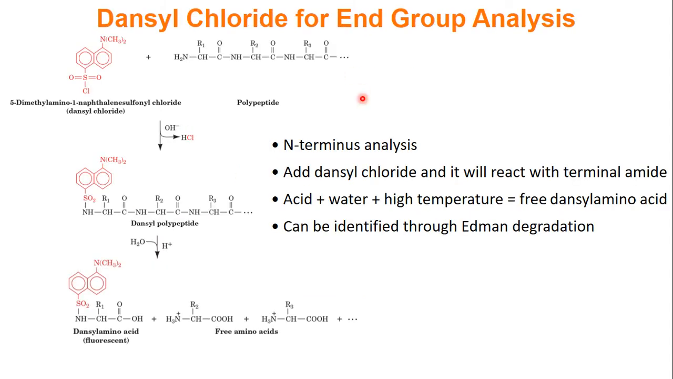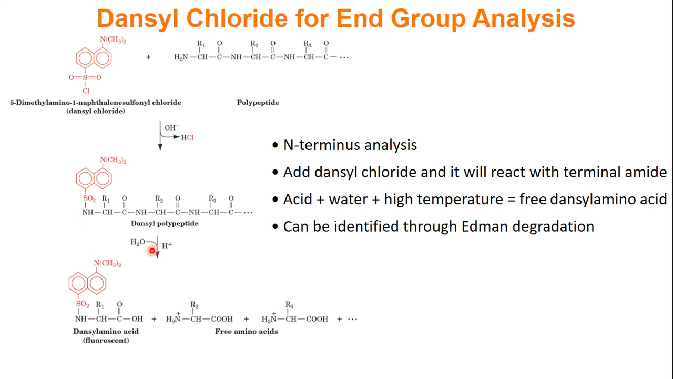So let's look at how you can analyze N-terminal residues, and this is the Dansyl chloride method. And this is your N-terminus. The idea is you add this reagent that's called Dansyl chloride, and you do this in the presence of acid and high temperatures. What will happen is that these two compounds will react. The chlorine will move off, and your Dansyl chloride will attach to your N-terminal residue to make a Dansyl peptide.